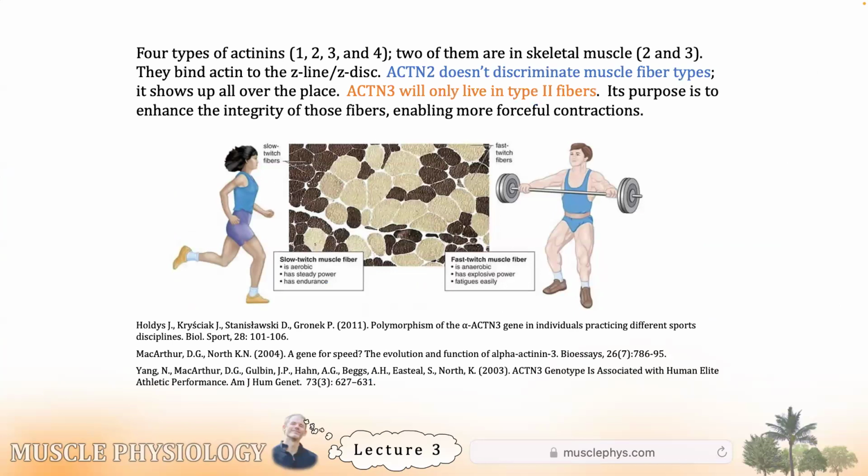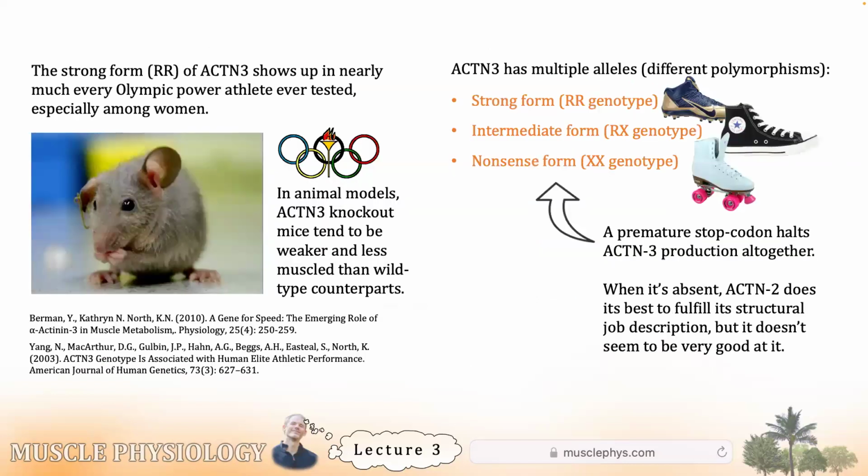But there are four types of alpha-actinin. In skeletal muscle, though, there are only two: actinin 2 and actinin 3. Ignore the other two. In skeletal muscle, we only have 2 and 3. Actinin 2 is in type 1 and type 2 muscle fibers. Alpha-actinin 3 is only in type 2 fibers, and type 2 fibers are the bigger, faster, stronger ones. We'll talk about muscle fiber types soon in a future lecture.